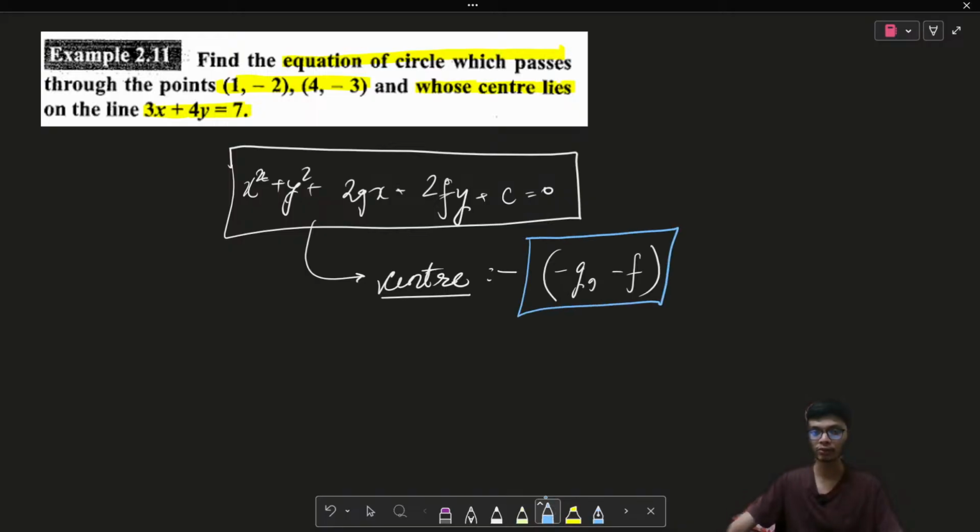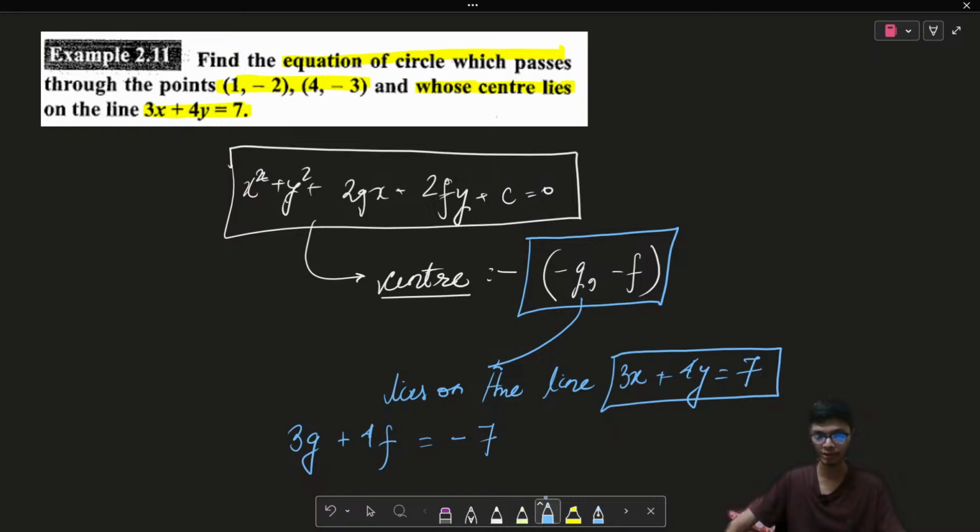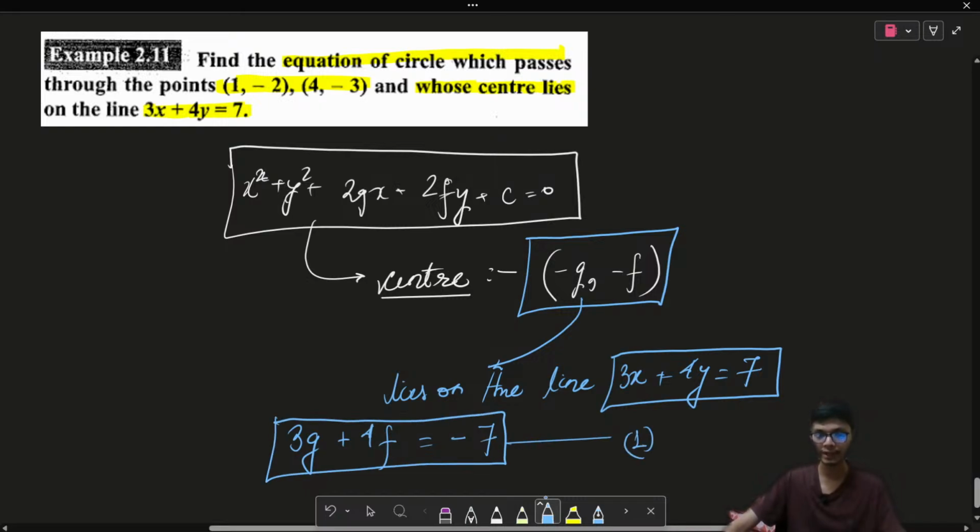Now if you recall in the question, it is mentioned that this particular center lies on the line 3x plus 4y equals 7. This particular center lies on this particular line, right? So if I solve for this, I will get the relation 3g plus 4f is equal to minus 7, and that I will get as one equation, right?